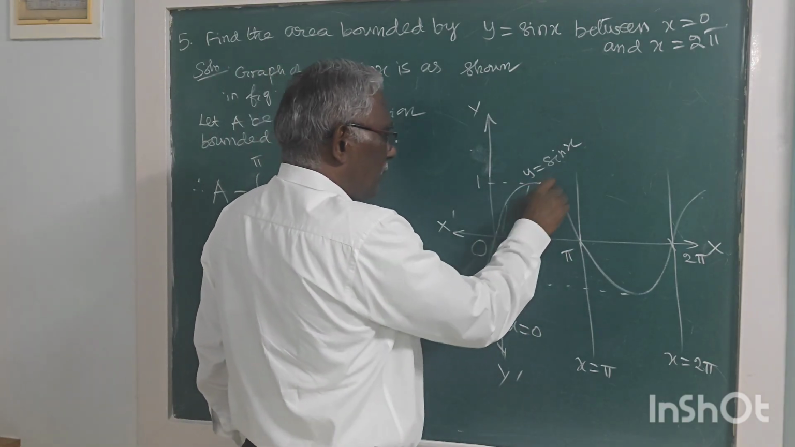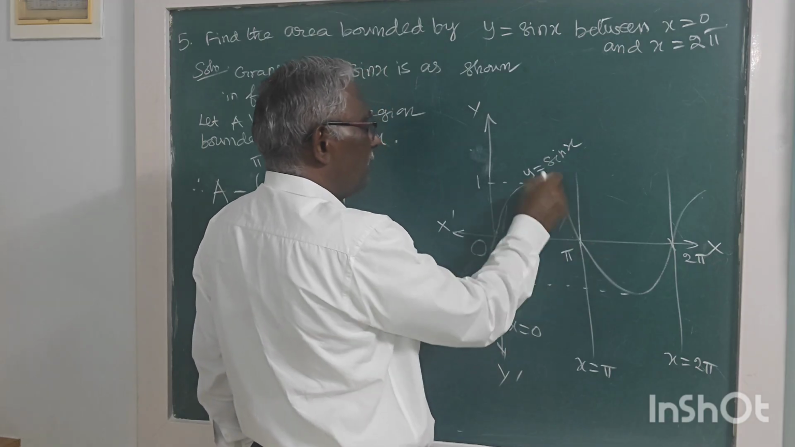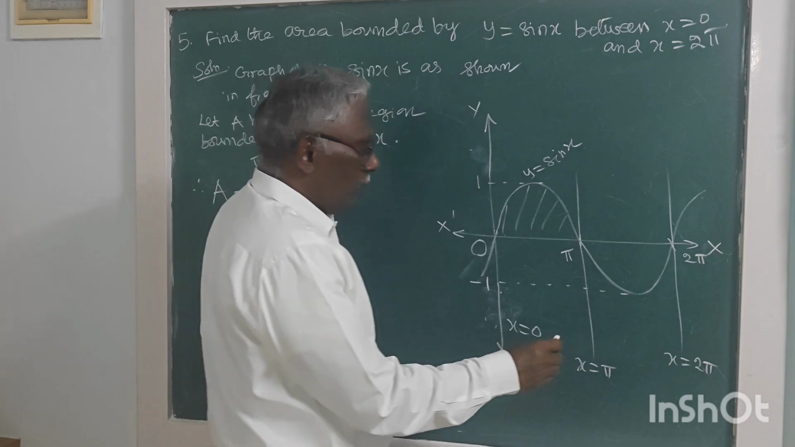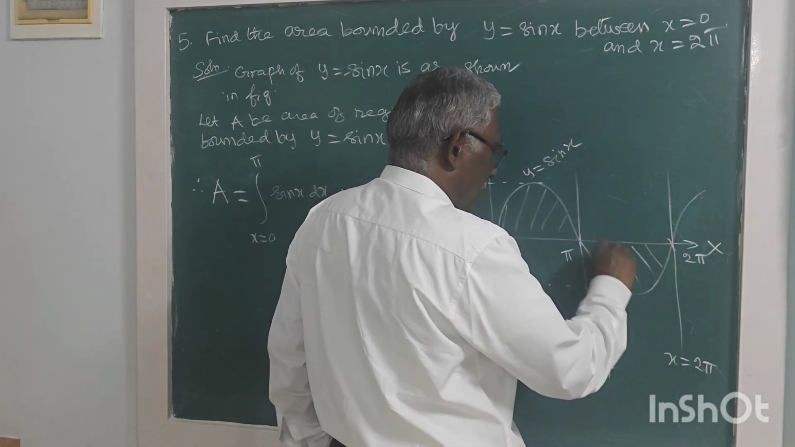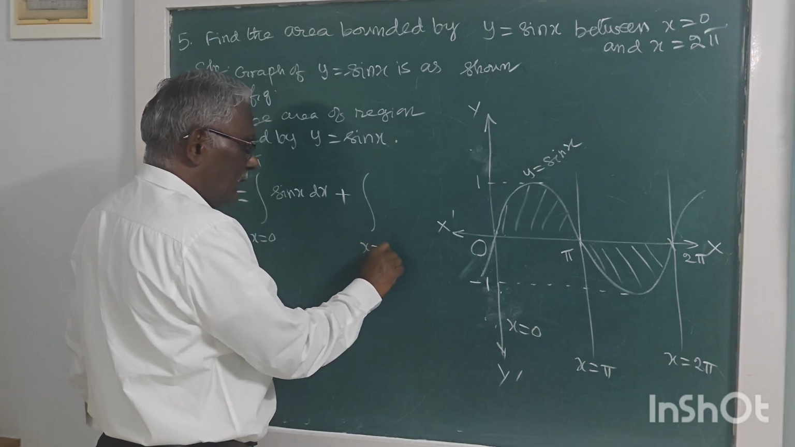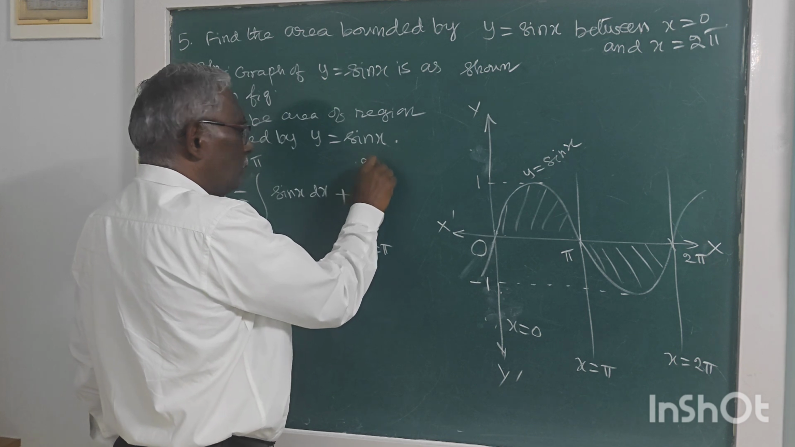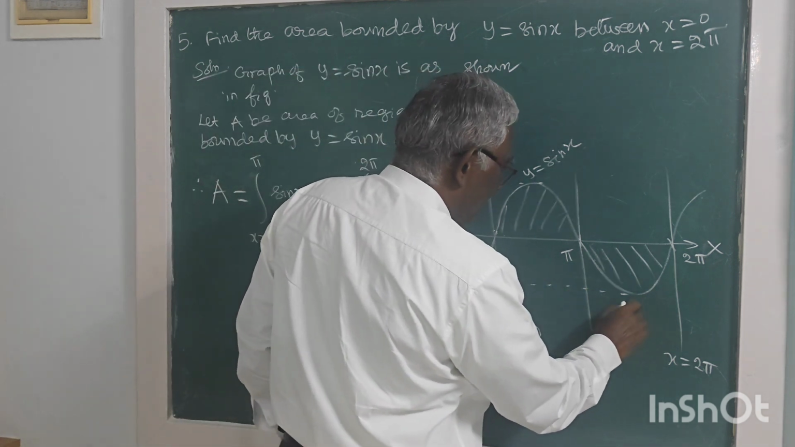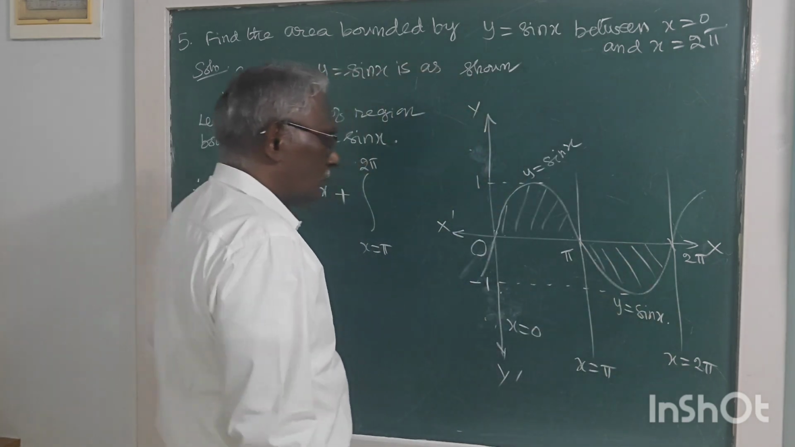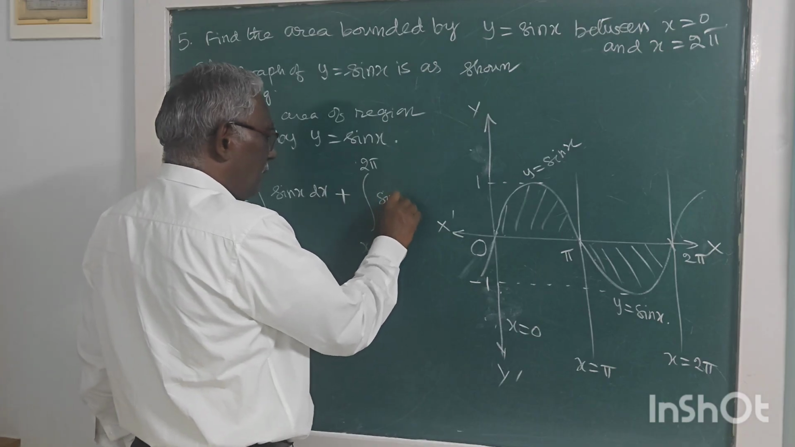To find the area of this region, x is 0, x is pi and equation of this curve is y is sin x. And how to find the area of this region? Again, integral x is pi to x is 2 pi, again sin x dx.